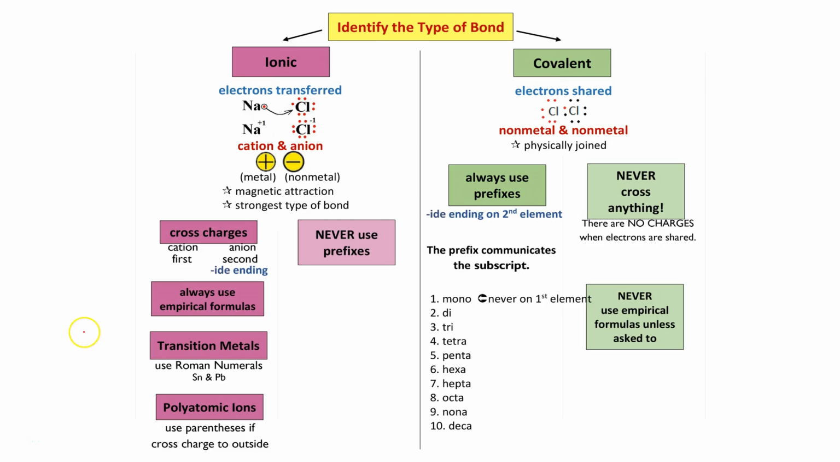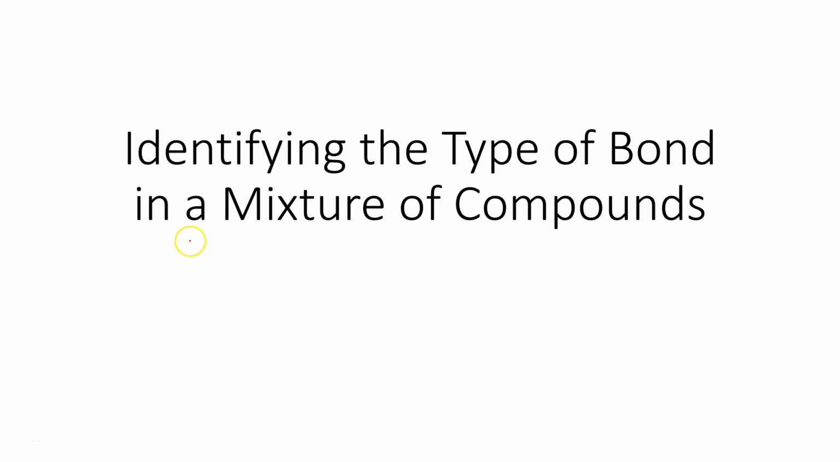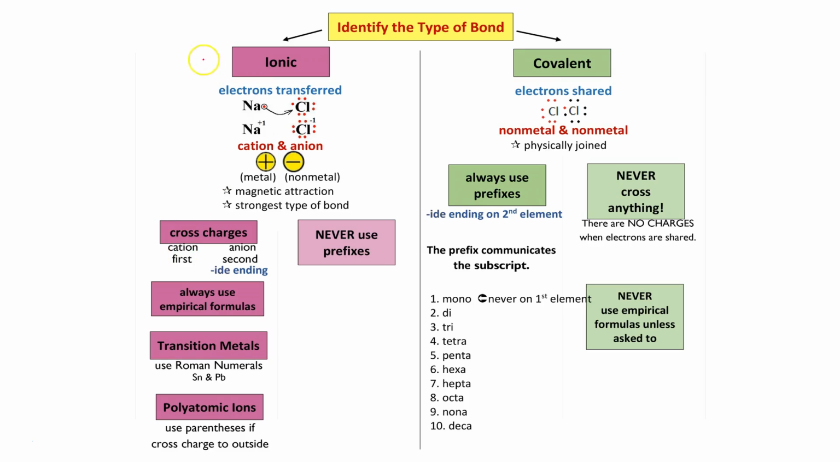What if we mix together ionic and covalent compounds? Then we're going to have to be able to name them or write the formula, and be able to determine what type of bond it is so we know what set of rules to use. So I've created this very complicated chart to help us do that. Stick with me on the chart.